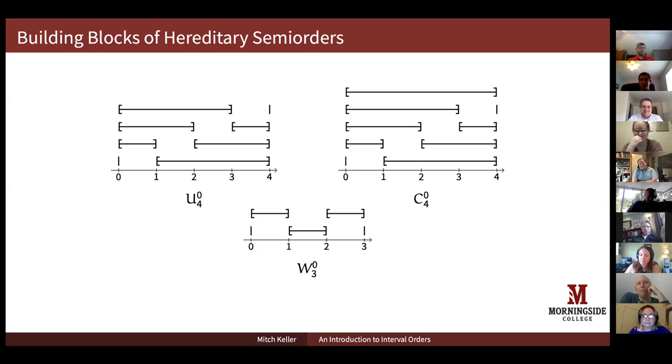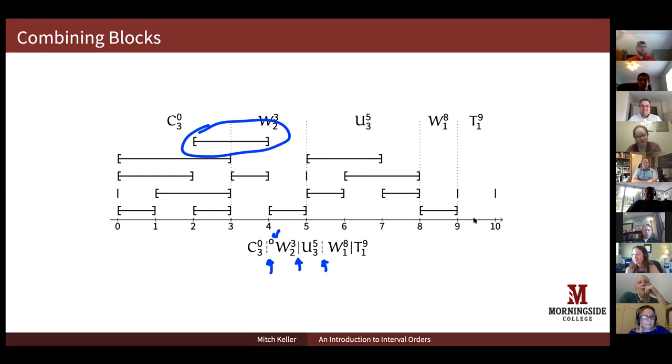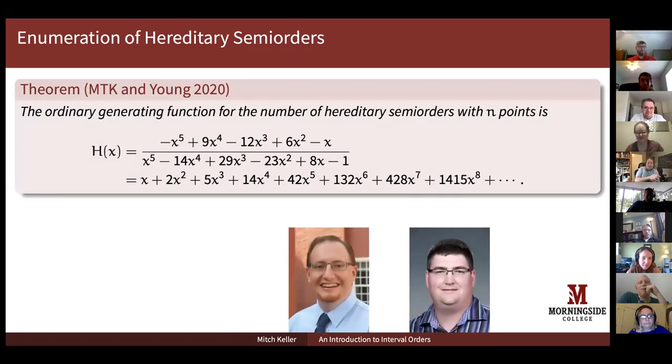And so if you find this interesting, we did a lot of careful description of what's going on with these things. And so you can glue them together, and we had to find these weird symbols for different ways of putting things together, because this one has an O floating up there, because occasionally you can have an interval of length 2 that bridges the gap or the boundary between these building blocks, but these dashed lines are the boundaries between my building blocks. So the cool thing we were able to do, and there's my collaborator, Stephen Young, we were able to find a generating function for the number of hereditary semiorders with n points.